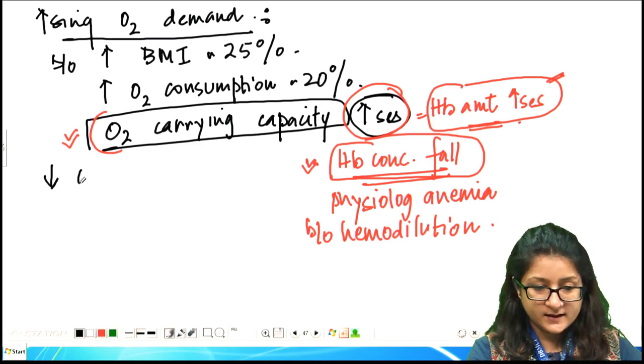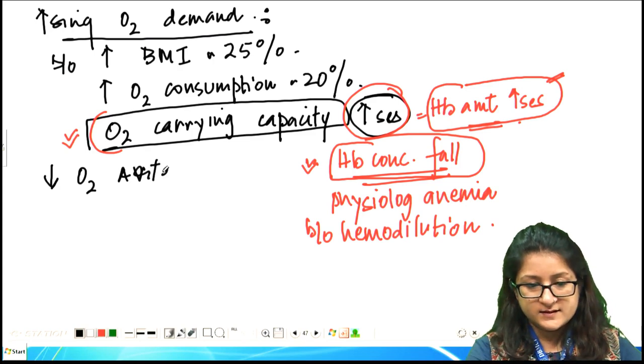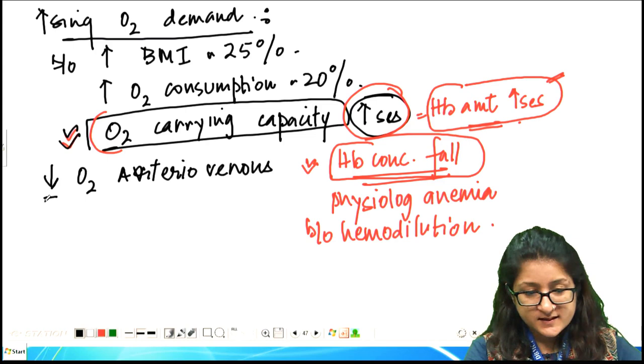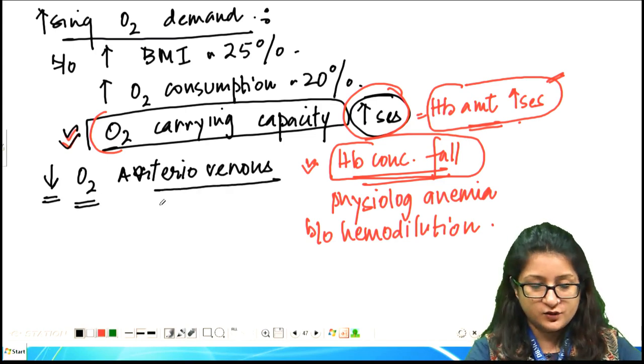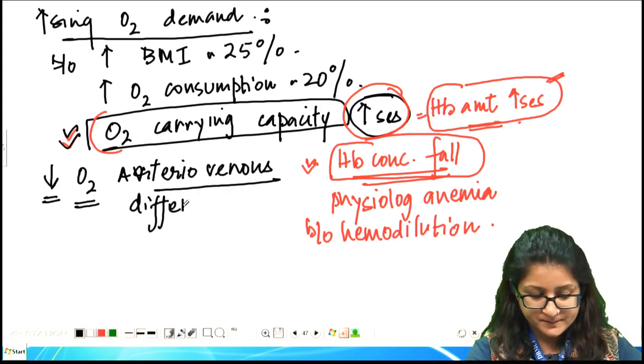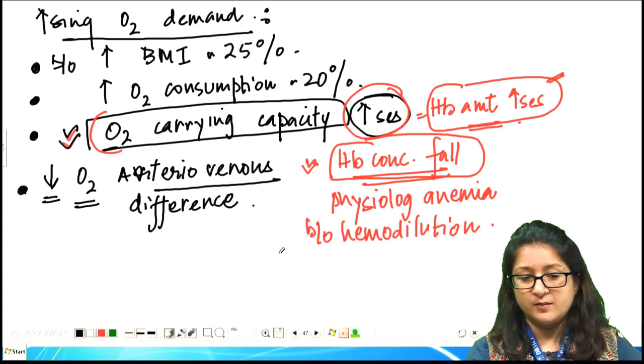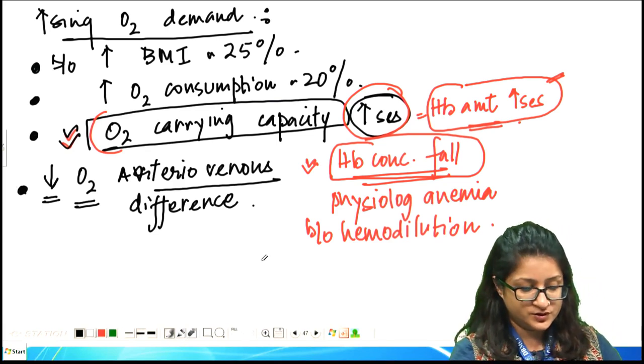Secondly, there is decreased oxygen AV. AV is arteriovenous difference. Because of this increasing oxygen capacity, the blood is more oxygenated. So there is decreased oxygen arteriovenous difference. Okay. So these are the four important points that you have to remember about the metabolic demands or the oxygenation.